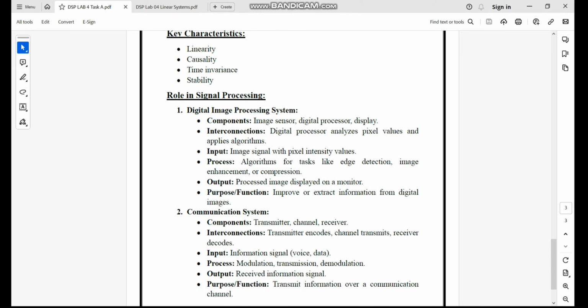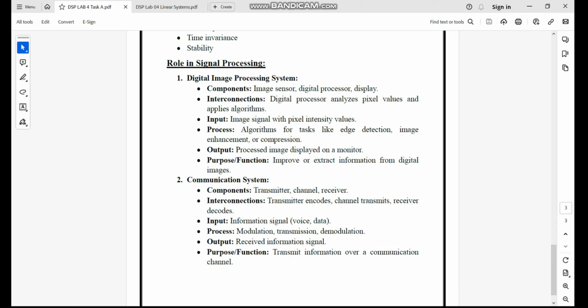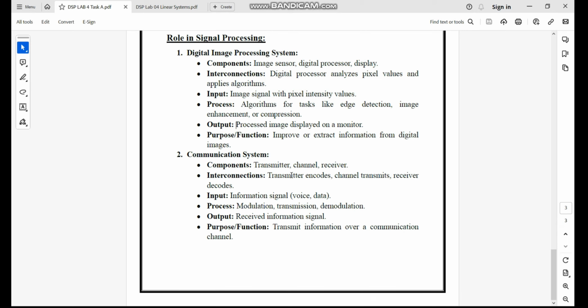So let me consider two examples, the first being digital image processing systems. It includes components like image sensor, digital processor, display, etc. The interconnections are: the digital processor analyzes pixels and applies algorithms. The input of the system is an image signal with pixel intensity values, and the process occurs inside the system, which carries out algorithms for tasks like edge detection, image enhancement, or compression. The output of the system is a processed image displayed on a monitor. The purpose or function is to improve or extract information from digital images.